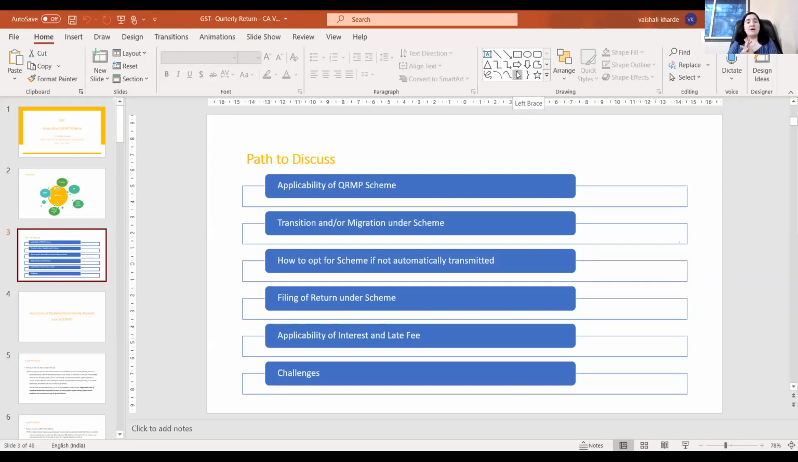And last but not least, we are going to discuss the challenges of the scheme, so that on that basis any taxpayer can decide whether to opt for the scheme, or whether the scheme is not beneficial to them. At the end of the session, we are giving the way forward with respect to opting for the scheme, or to whom it is beneficial.